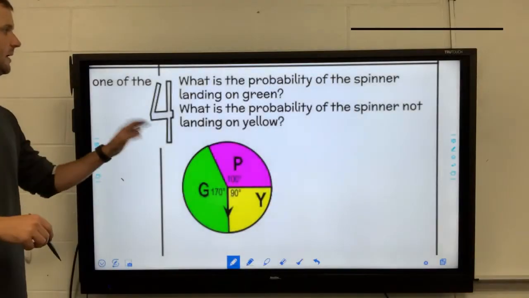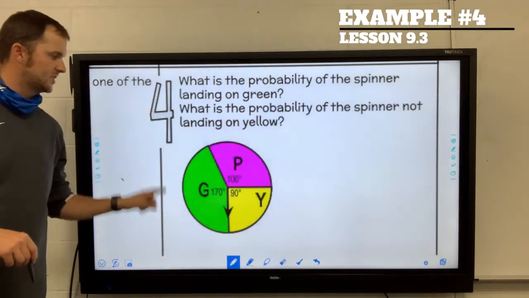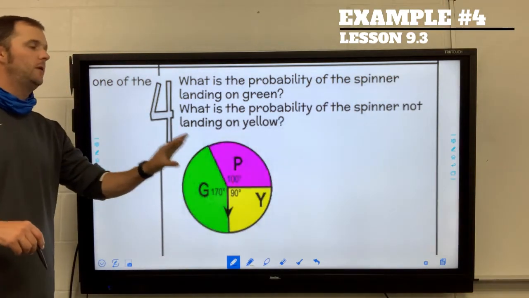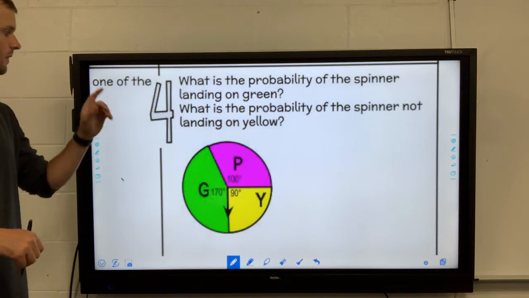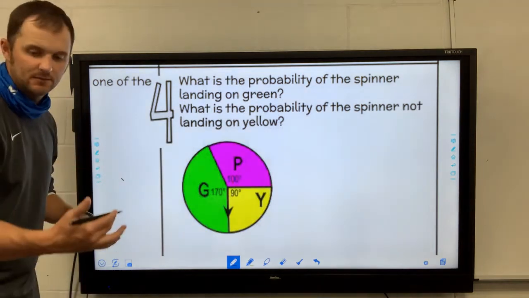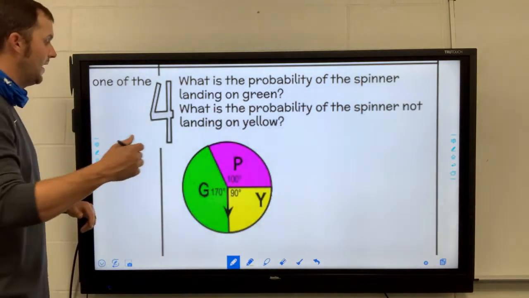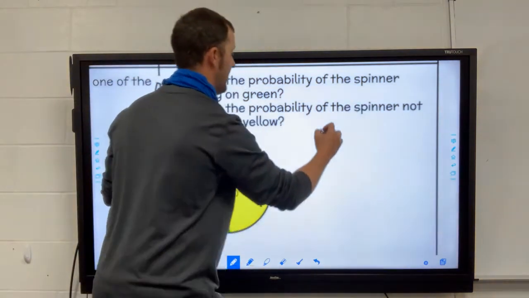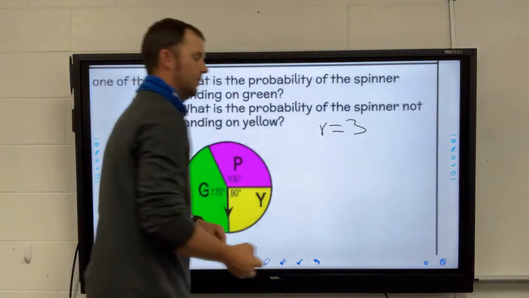Looking at example number 4. All right, and last on example number 4, it looks like a spinner here, and we're trying to figure out the probability of landing on some certain colors. The one thing that was not added here was the radius of my circle. So I'm going to go ahead and tell you the radius. I'm going to add it here. Your radius is going to equal 3. Let's go ahead and work with that.